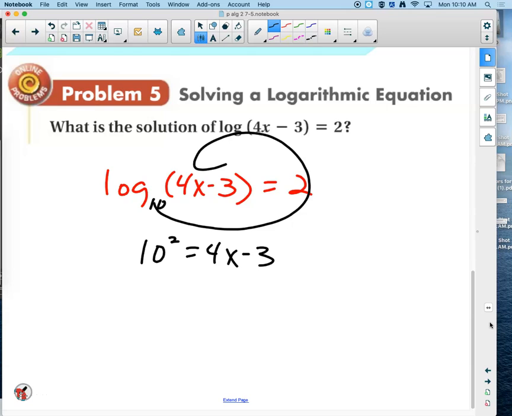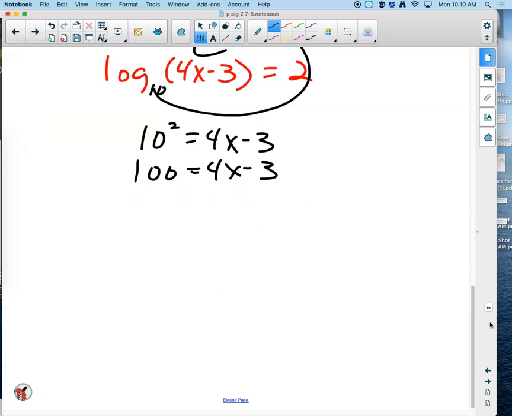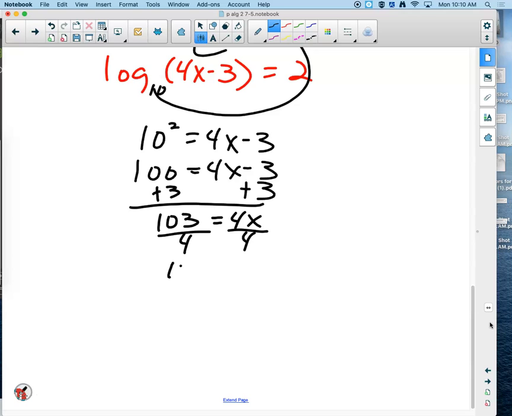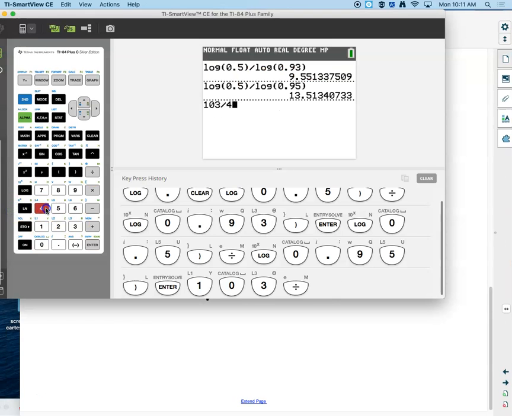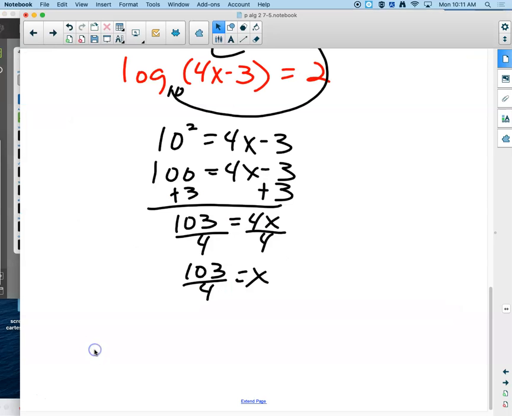Now 10 squared we know, because that's 10 times 10. That's 100. And this is just algebra. Now again, the fancy name, not snail shelling, you're not going to see that in your book, is exponentiating. And that's what we're doing here to solve it. So we're going to add 3 to both sides and divide by 4. Again, most of the time they give these as decimals. So let's just punch it in real quick and write it both ways. 25.75.